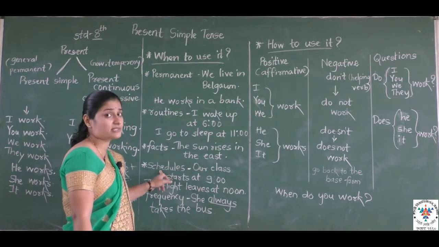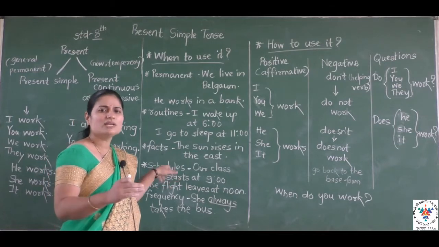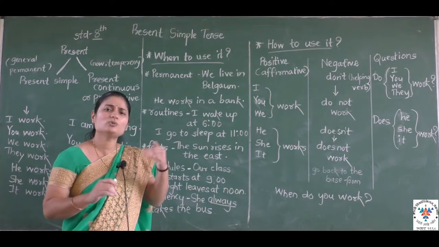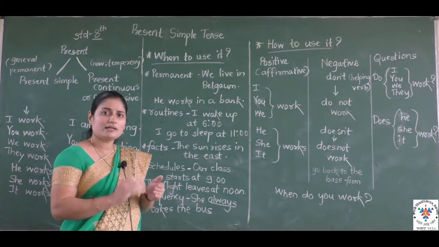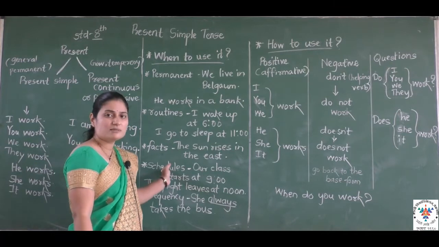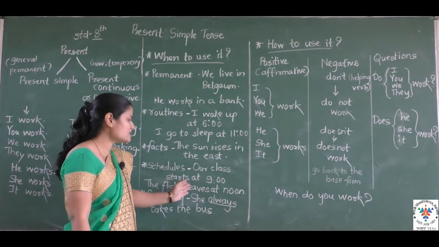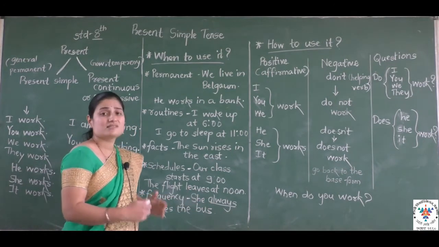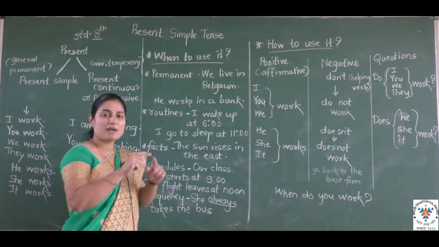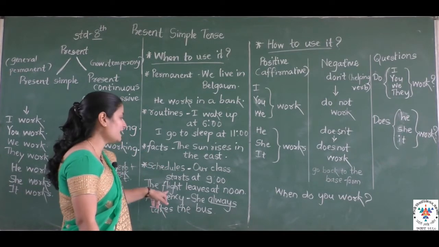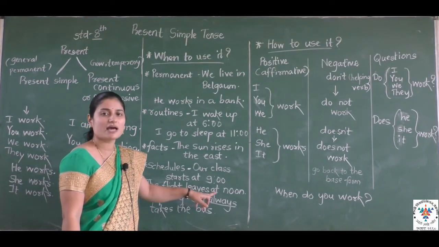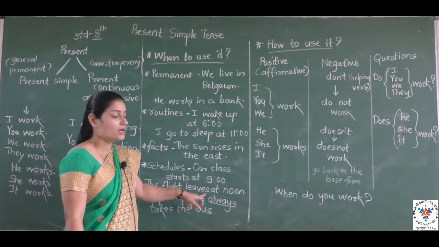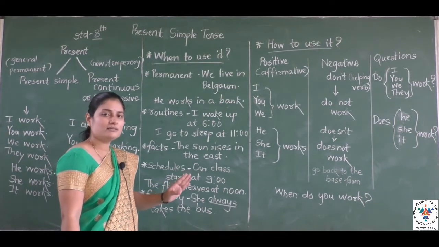Next, schedules. When something is a pre-planned activity, or you are going to do that activity in the future, that time also this present simple tense is used. For example, our class starts at 9. This is a schedule. A schedule means the planned activity. Okay, the flight leaves at noon. Flight means aeroplane. The flight leaves at noon. For this you have to use the present simple tense.